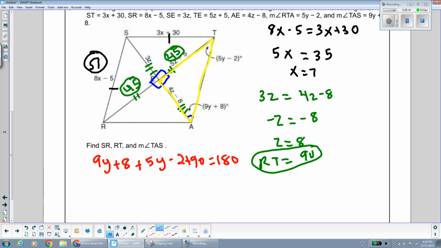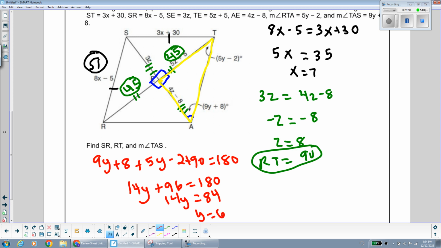Now I'm just going to combine all of my like terms. That is 14y. 90 minus 2 is 88, plus 8 is 96. Now I'm going to do 180 minus 96 now that I've combined my like terms. And I have 14y is equal to 84. Let's hope that divides evenly by 14, and it does. y is equal to 6.